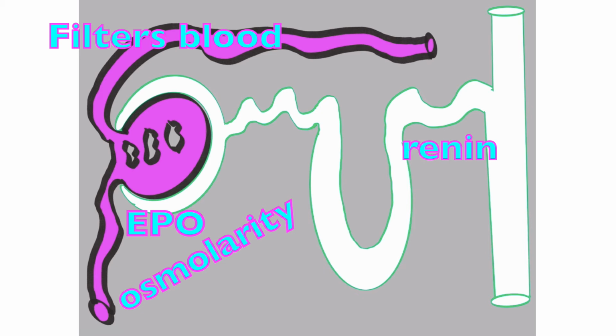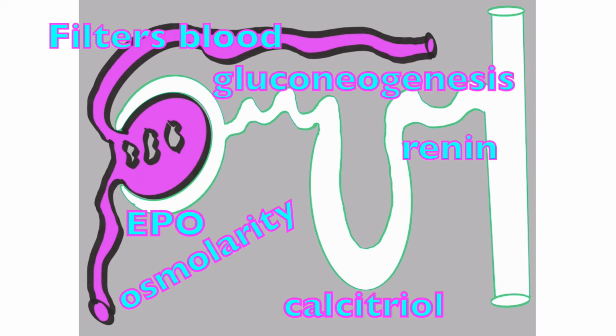It helps synthesize calcitriol, otherwise known as vitamin D3, which we talked about earlier when we were talking about the integumentary system. That is where the synthesis of vitamin D3 is initiated, but it's completed in the kidneys. The kidney is also a site of gluconeogenesis, which is producing glucose from non-carbohydrate precursors, such as amino acids in this case.